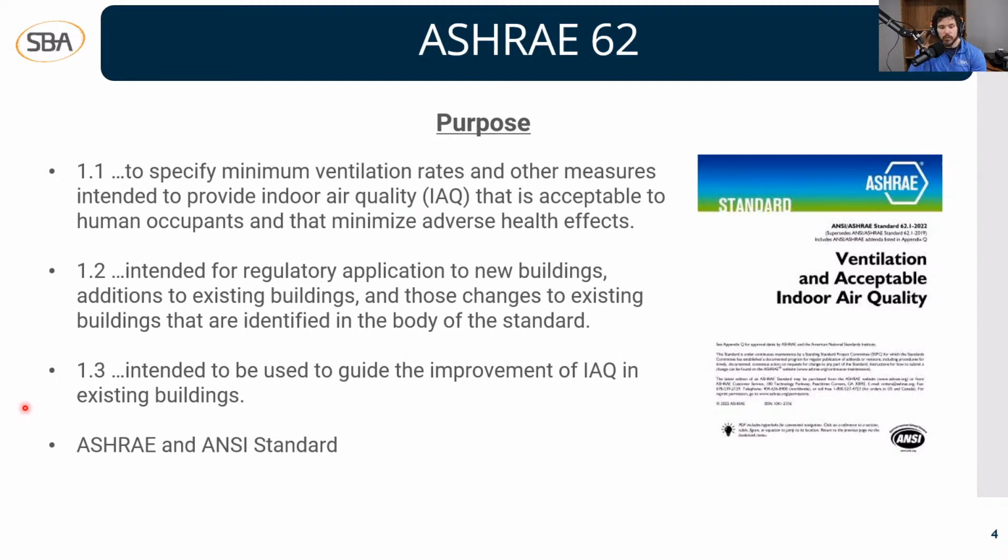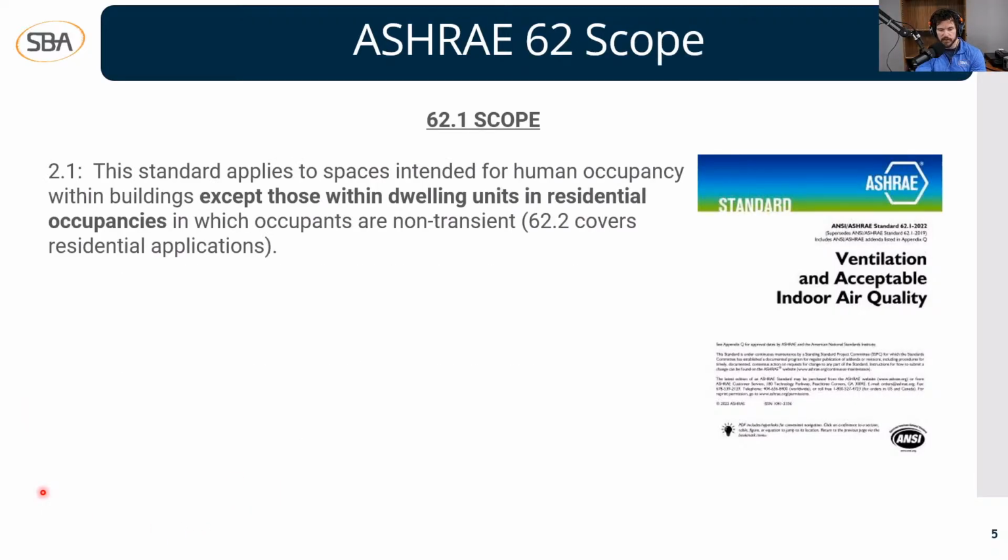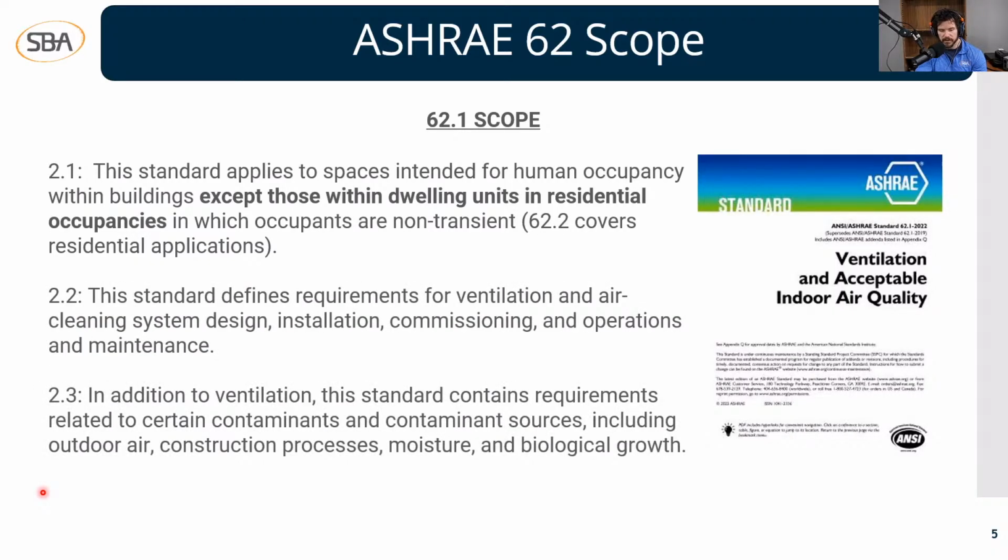So 62.1 focuses on commercial buildings like our office buildings, airports, schools, worship facilities, retail spaces, and any other commercial facilities. So it covers more than just design. It also outlines how systems should be installed, commissioned, and maintained.